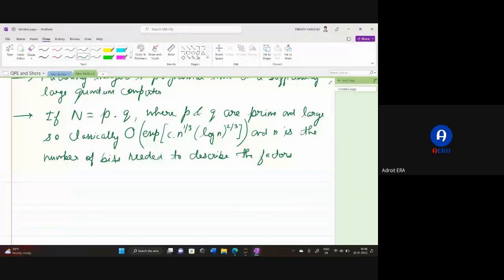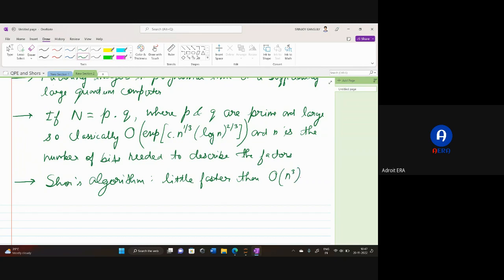Now what happens? Shor's algorithm is a little faster than O(n cube).